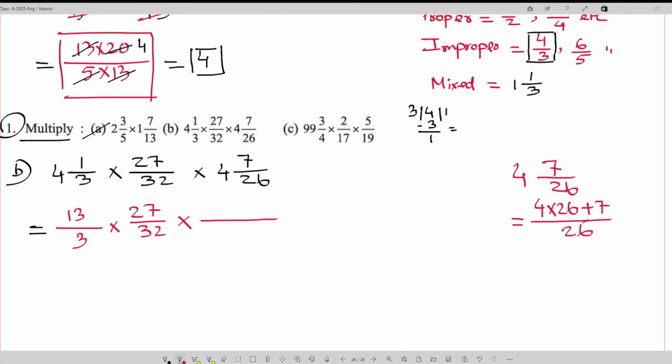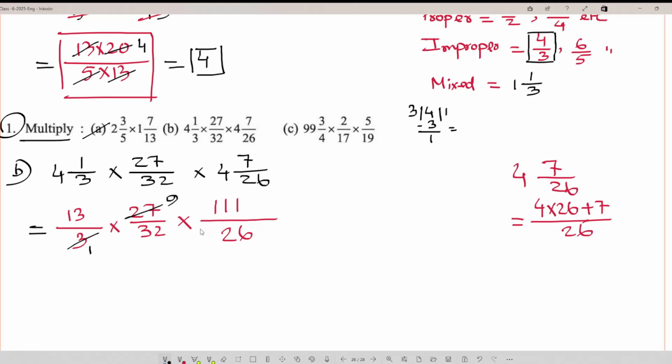Now we can use a calculator if you have permission. I don't know whether your examination will give permission or not, but usually for these types of math you can get permission to use a calculator. So here 26 times 4 means 104 plus 7, it will be 111 divided by 26. Now we will simplify. Suppose here is 27, this one we can divide by 3 because 3 times 9 is 27. So here is 1.